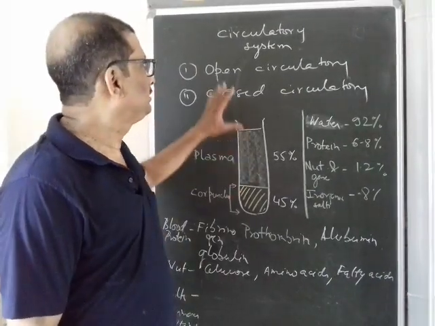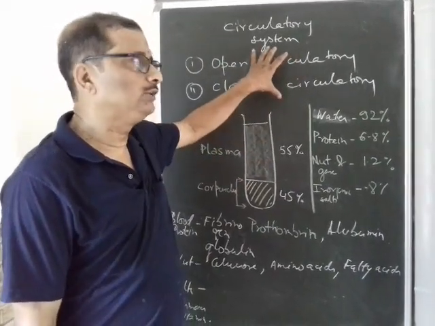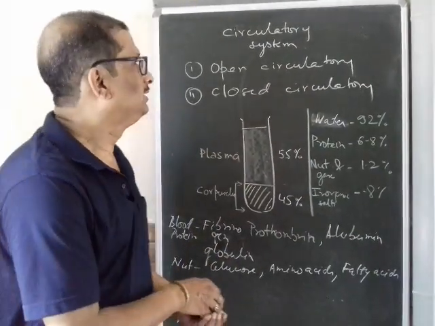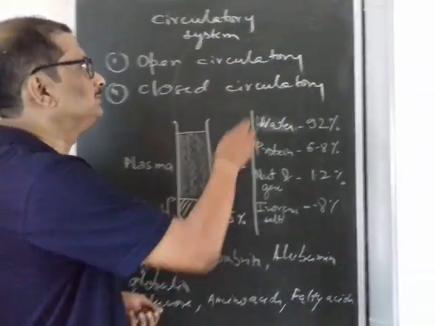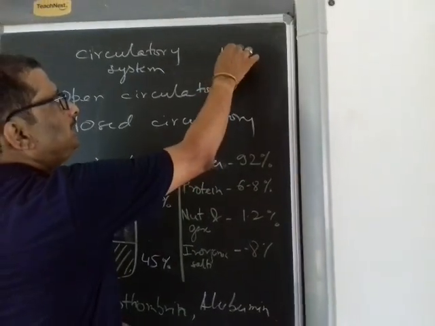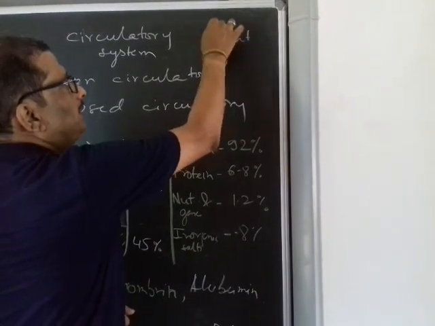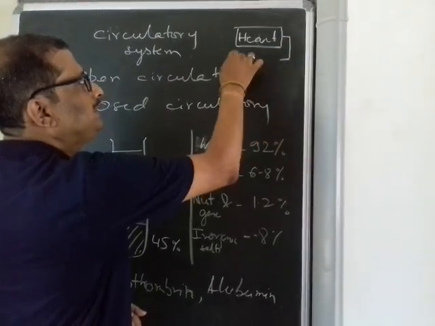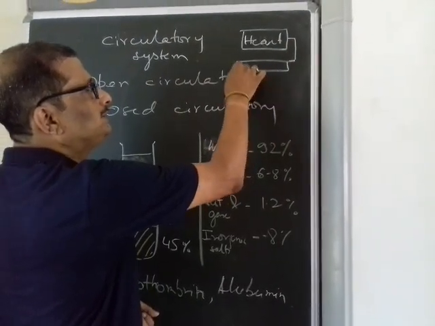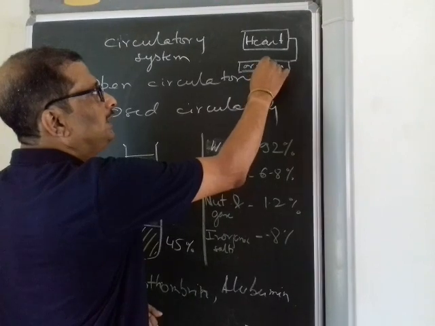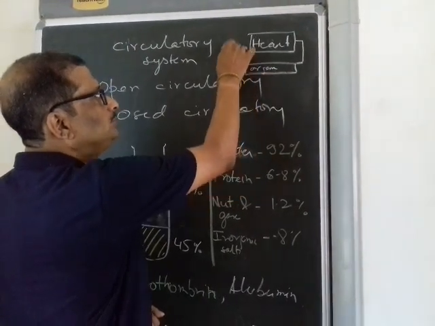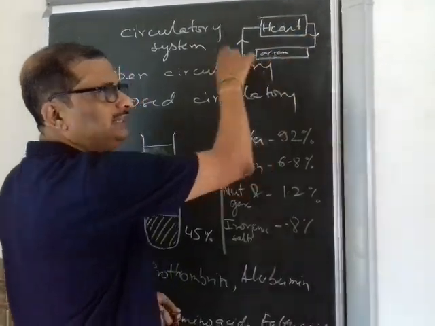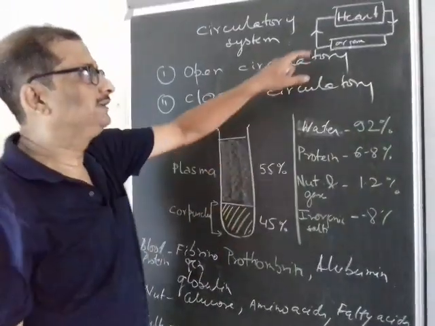Now there are two types of circulation. One is called the open circulatory system, another is called the closed circulatory system. Now what is the closed circulatory system? Suppose this is the heart, and from the heart the blood is supplied to specific blood vessels to an organ, and from the organ it goes back again to the heart. That means they flow through definite blood vessels and never come out.